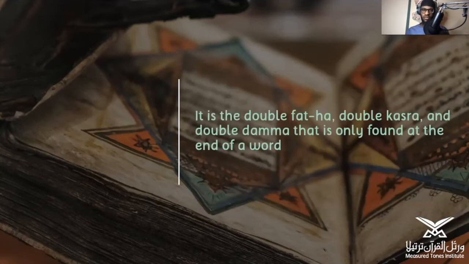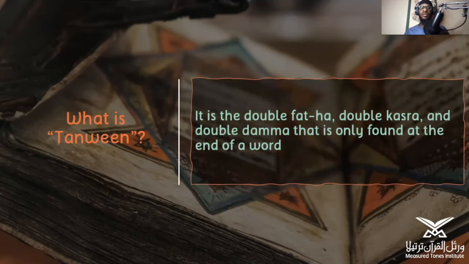Now, what is tanween? Because we said it's the rules of noon sakina and tanween. Tanween is that double fatha, double kasra, double dhamma that is only found at the end of a word. All right. It's pretty straightforward.